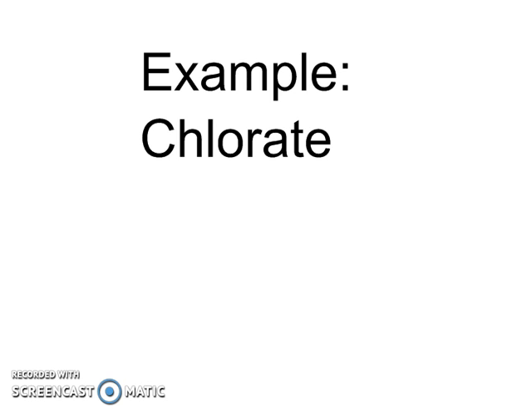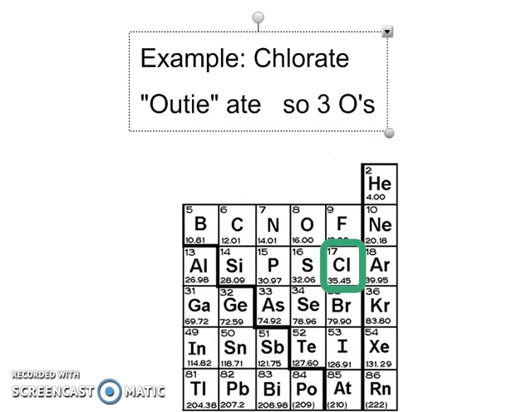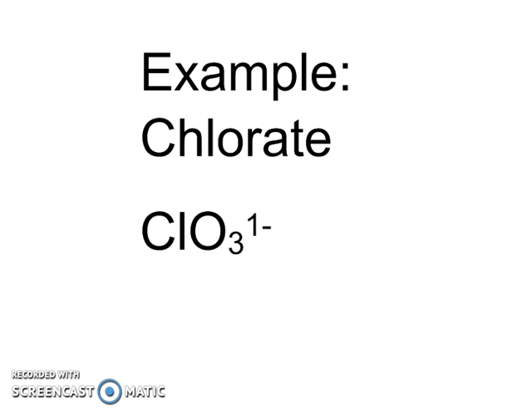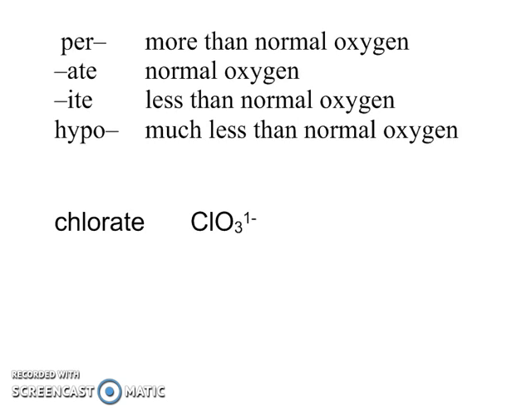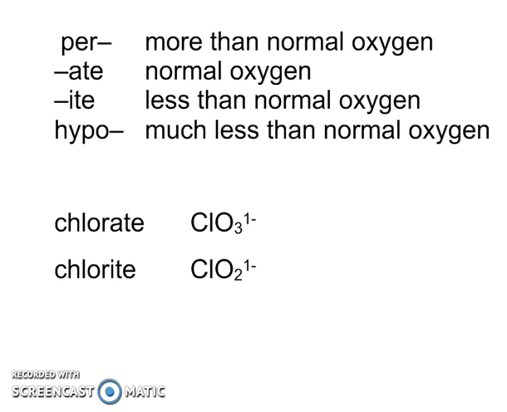So here's an example. Let's look at chlorate. Again, chlorate is an outi-ate, so it's going to have 3 O's in it. It's in the -1 column, so chlorate is going to be ClO3-. If you know that chlorate is ClO3-, we can actually write the formula for 3 other ions based on that. Chlorite is going to be 1 less oxygen, so it's going to be ClO2, 1-.